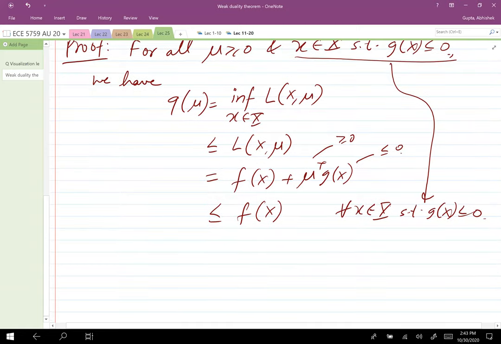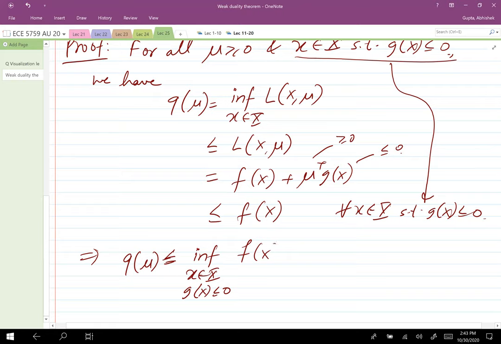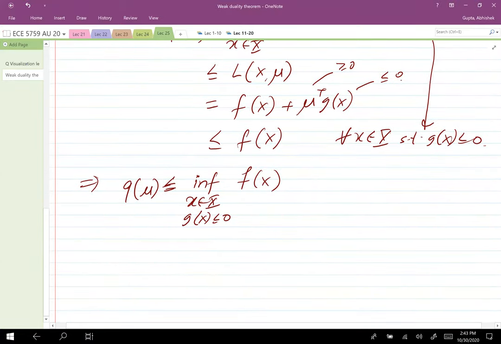So I can take the infimum on the right side. And what I get is q(mu) is less than or equal to the infimum over x in X, g(x) less than or equal to zero, of f(x). Since q(mu) is less than or equal to f(x) for all such feasible x, I can just take the infimum over all x on the right side, and I get this inequality.